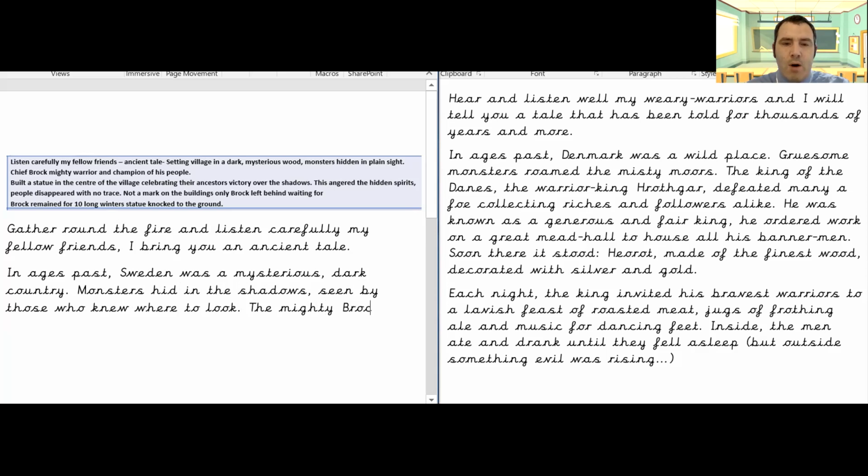So the mighty Brock. So here we go. We are starting to introduce characters now. So this is what our beginning was going to do. It's going to introduce our main sort of support character, if you like. So the mighty Brock. So what did we say? He said we have mighty warrior, champion of those people. So we can have the mighty Brock, a champion of his people.